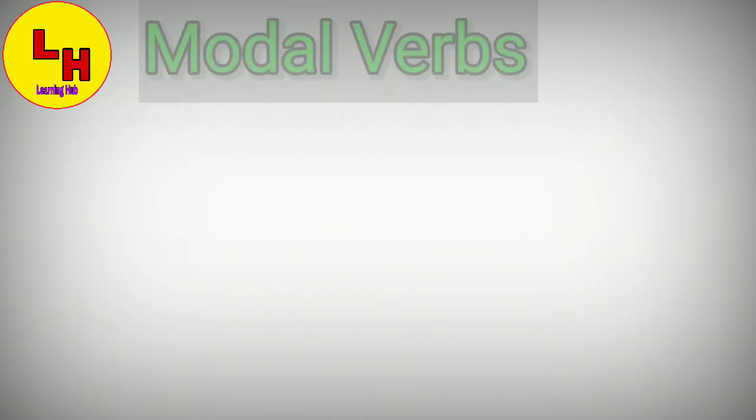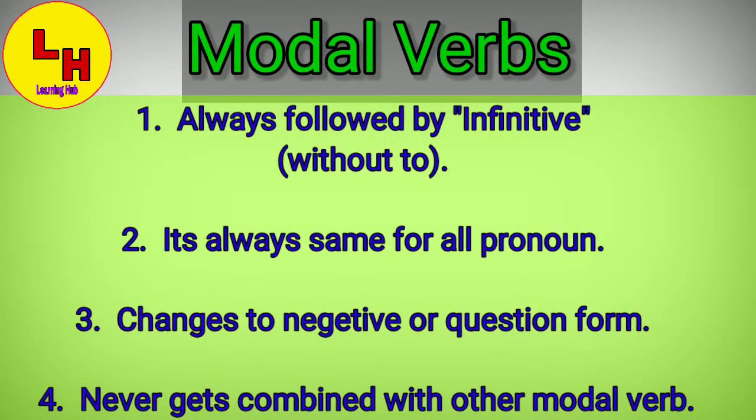Now we start our lesson, modal verbs. Here are 4 important points regarding modal verbs. Let us see what they are. Point number 1, it's always followed by infinitives, but "to" is not added. Point number 2, it's always the same for all the pronouns. There is no other change. Point number 3, it changes to negative or question form directly, without any change. For example, can changes to can't or can we.